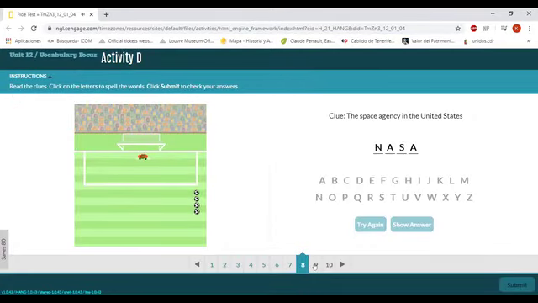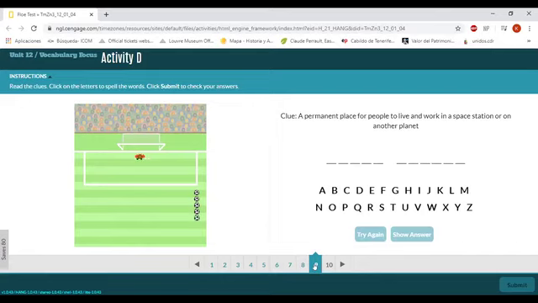Now, number 9. It's a permanent place for people to live and work in a space station or on another planet. What is the answer? Try to guess. Do you know what the answer is, teacher? Yeah, I think I know it. So maybe put the letter S. Yeah, okay, S. T maybe? No, not T. Oh, P? Something is space.